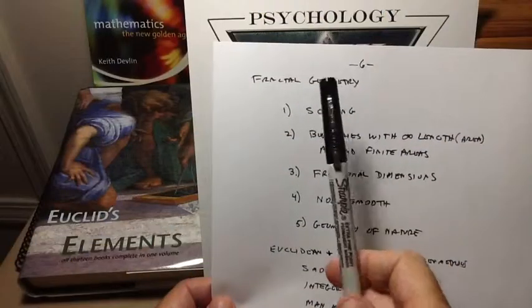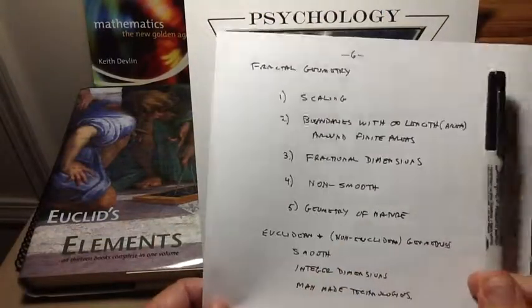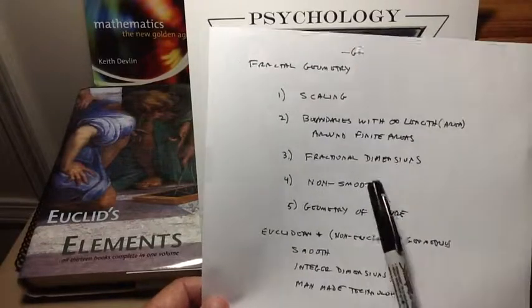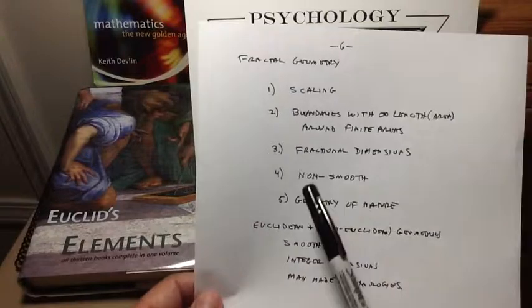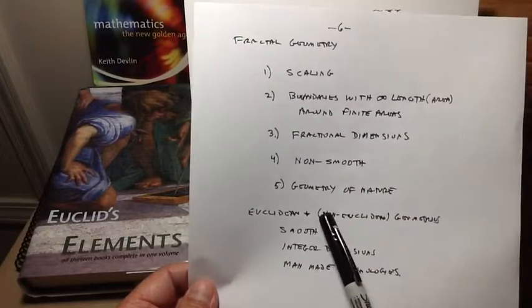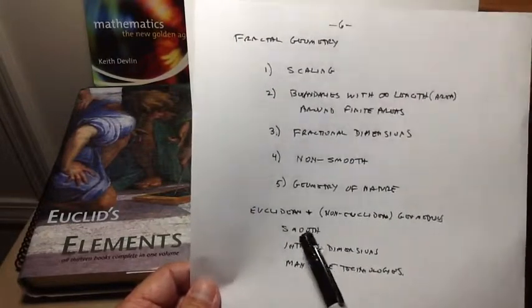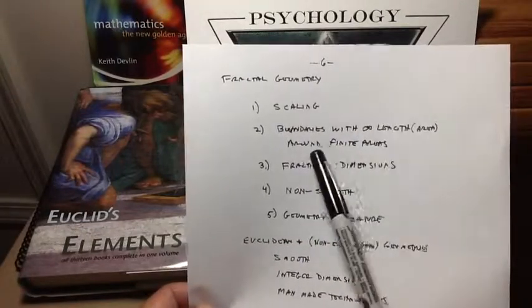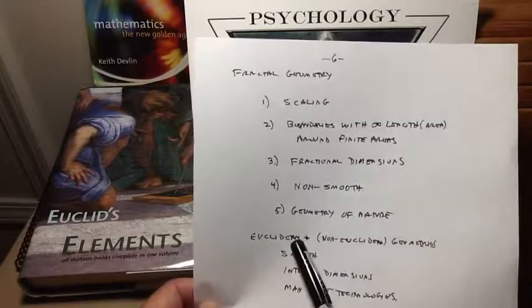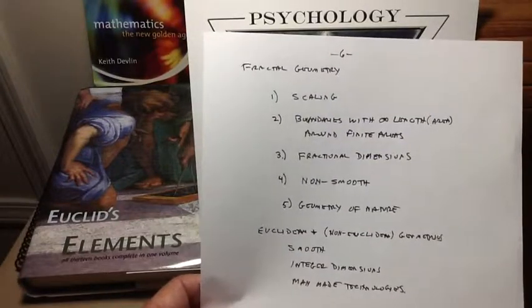Okay, now in the future tiers, we're going to be talking about fractal geometry, among other things. This is the geometry of nature. It's not a smooth geometry. It actually has fractional dimensions instead of ordinary Euclidean. And even the standard non-Euclidean geometries are smooth with integral dimensions. You're going to have scaling. You're going to have boundaries with infinite length around finite areas. So this is all very fascinating, and this is sort of a preamble or a prelude to that.